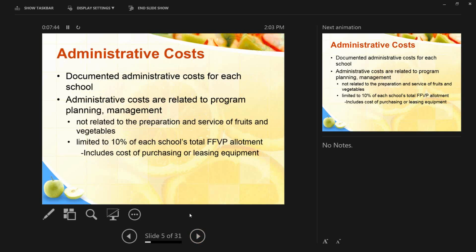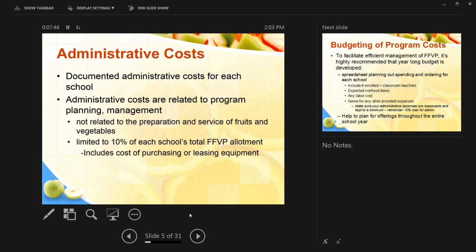Okay, now to contrast that with administrative costs, those are the documented administrative costs for each school. And administrative costs are those that relate to program planning or management. So these aren't related to the preparation or service of the fruits and vegetables. And there's a cap. So there's a limit of 10% of each school's fruit and vegetable program allotment that can be used towards administrative costs, and no more than that. And that'll also include the cost of purchasing or leasing equipment.